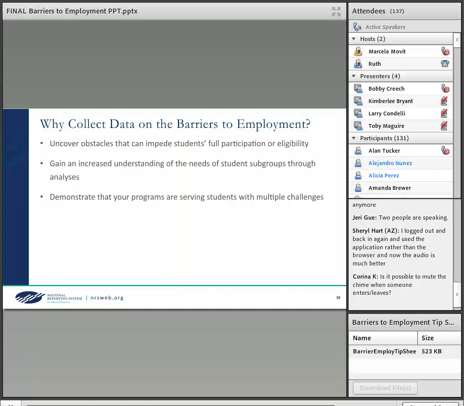And then also collecting this information can show programs that they actually are serving students with multiple challenges. So this part of WIOA recognizes that there are subgroups of populations that are harder to serve than others, and that some programs will serve more of these participants than others. And in these cases, it's often more challenging for students to make significant gains and reach outcomes. So as Larry mentioned, performance is adjusted for the number of hard-to-serve participants with barriers to employment so that their outcomes don't have a disproportionate impact on the state's performance. But obviously, to make the case that you are serving students with additional barriers to labor market entry, you need to collect data.